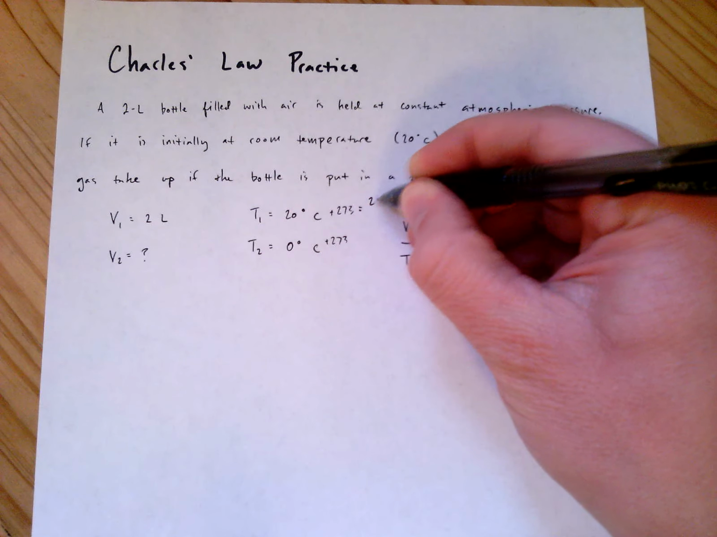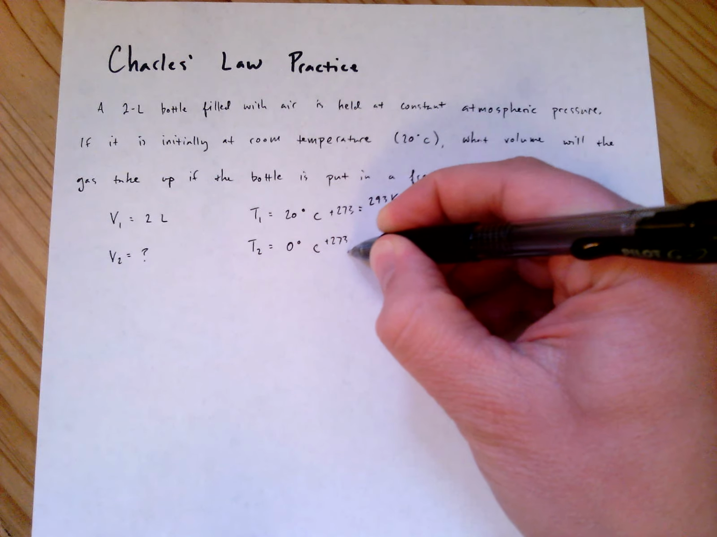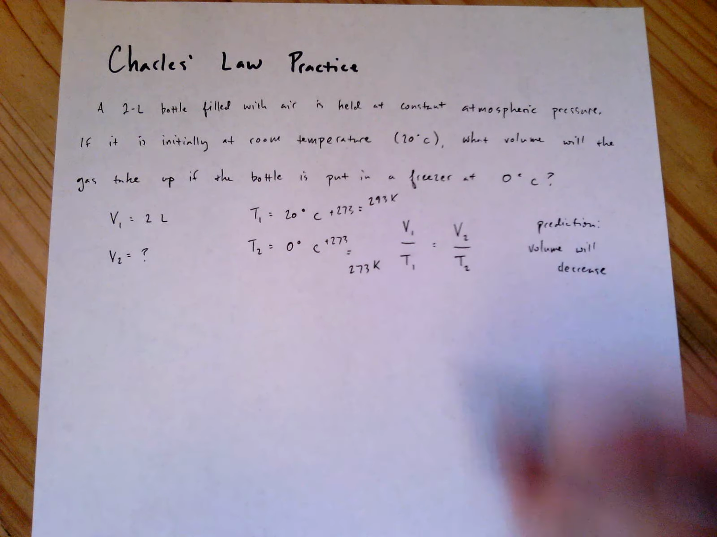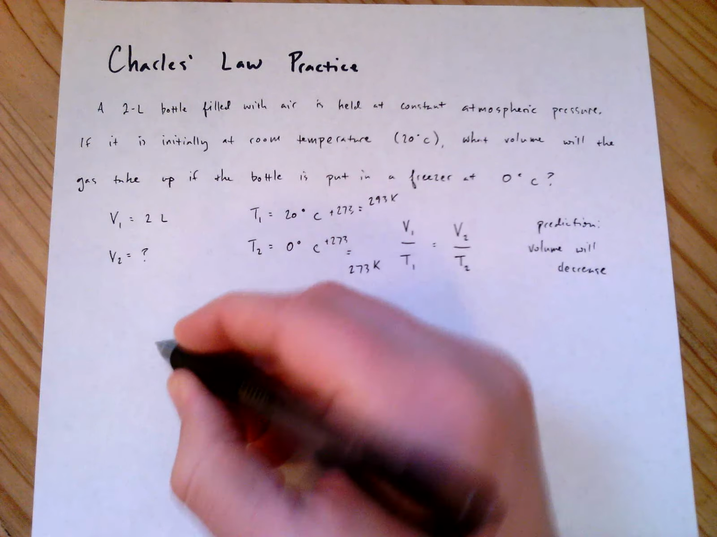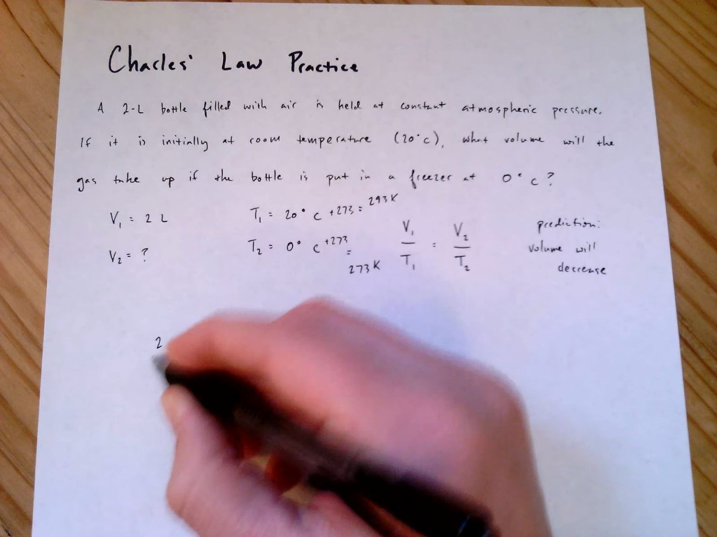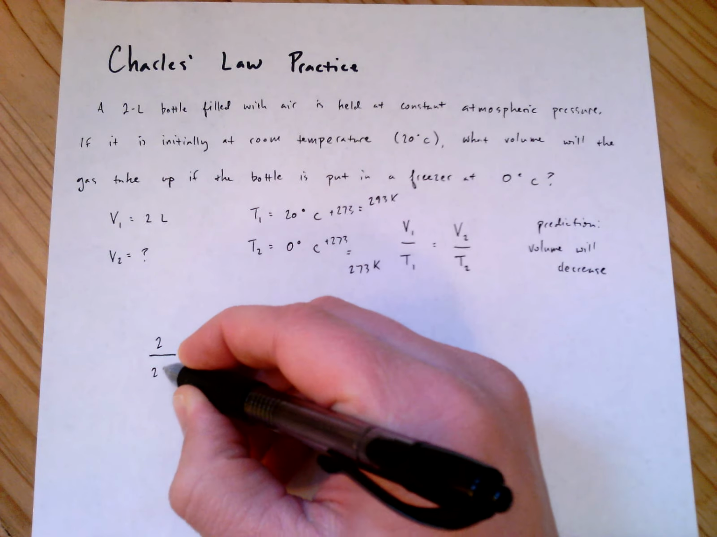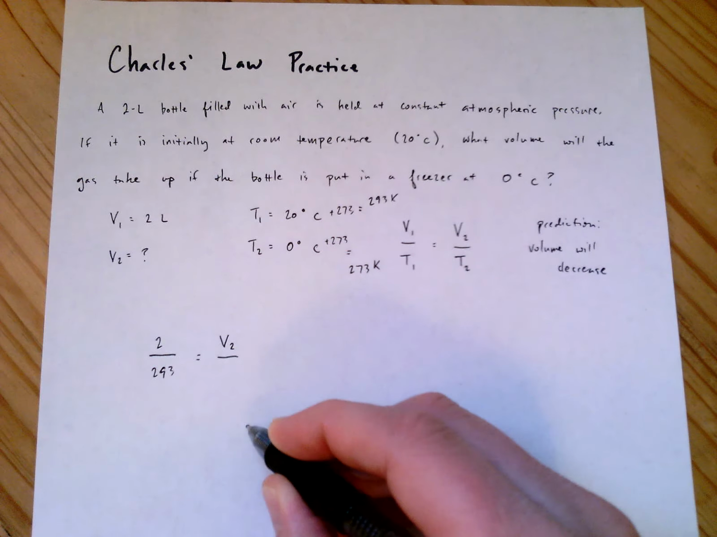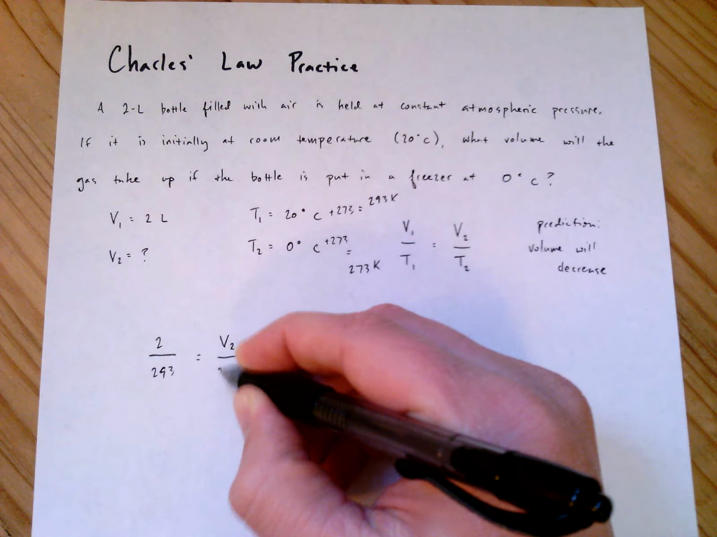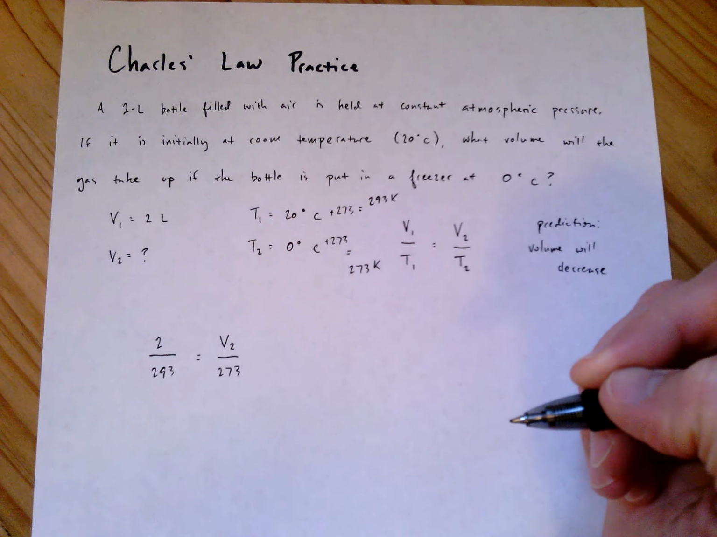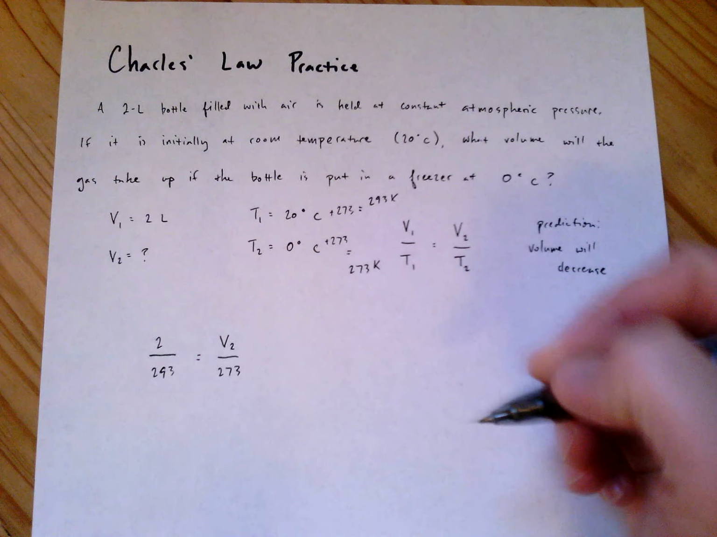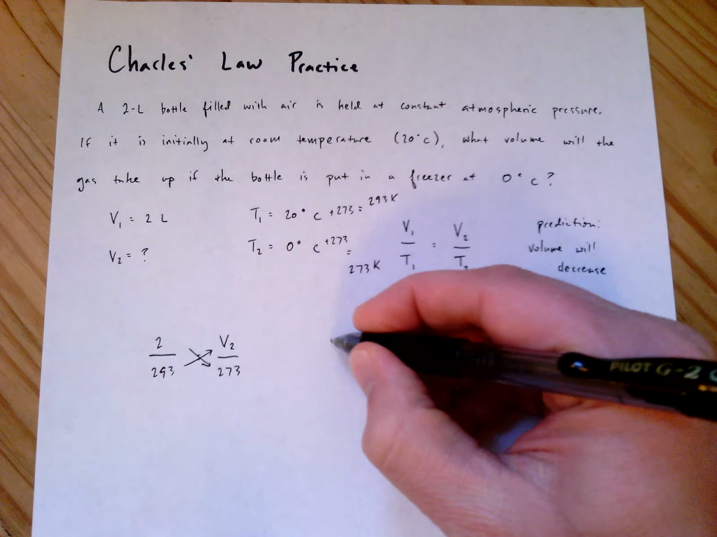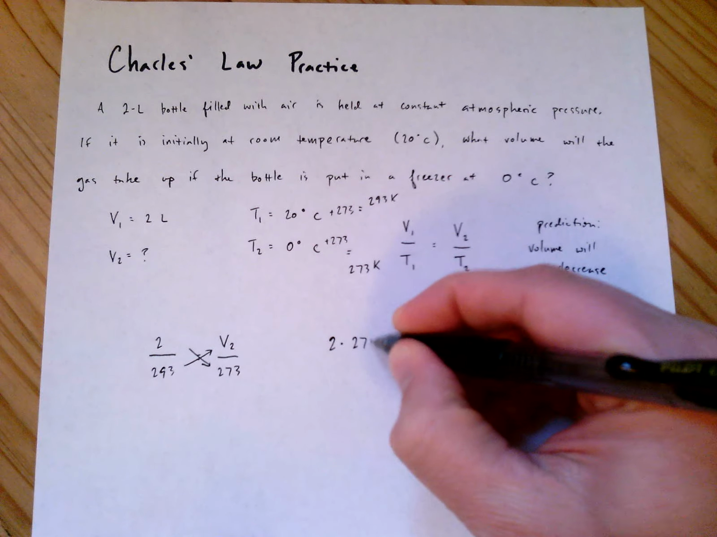For temperature 2, 273 Kelvin. Now, let's plug our numbers in. Volume 1 is 2 liters over temperature 1, 293 Kelvin, equals volume 2, we don't know that, over temperature 2, 273 Kelvin. So to solve for volume 2, let's cross multiply. Our equation is going to end up looking like this: 2 times 273 equals 293 times volume 2.